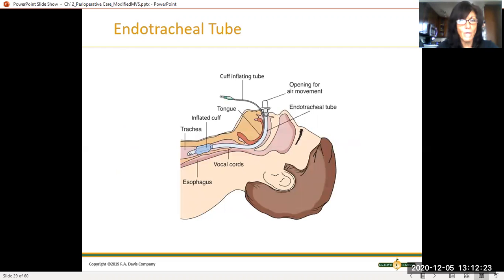There is a picture of an ET tube. The tube goes down the throat, as you can see by the shape of it. The cuff down here gets inflated with a syringe of air. There's a tube here where the syringe gets attached to inflate the cuff to keep that ET tube in place during the procedure. So when the patient wakes up, they'll sometimes say, "Oh, I have a sore throat." That's why.